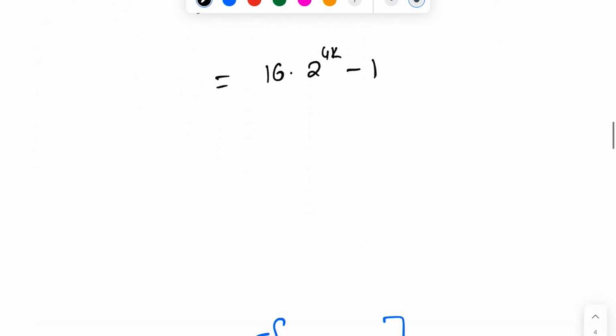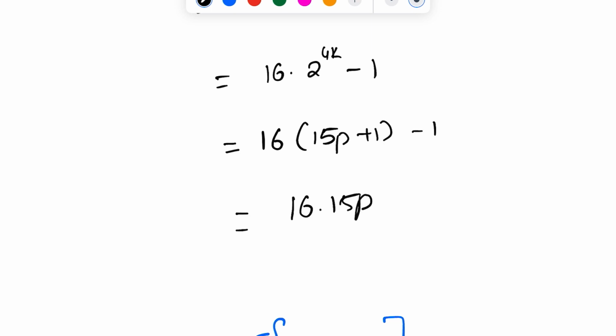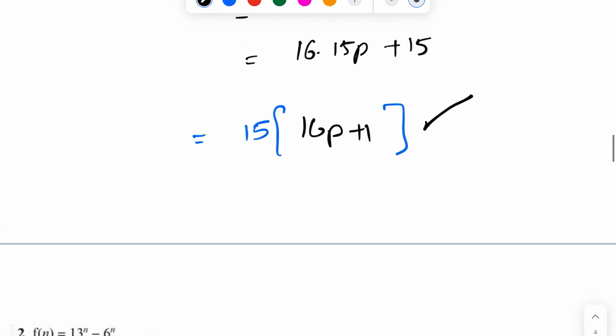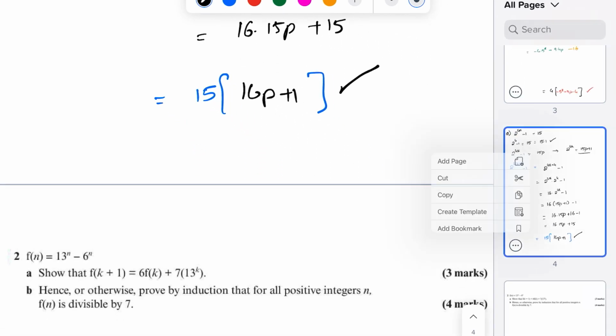15p plus 1. So 16 times 15p plus 1, minus 1. So it becomes 16 times 15p plus 16 minus 1, which is 16 times 15p plus 15. Take 15 common, 16p plus 1. Therefore, it is divisible by 15. By principle of mathematical induction, it is true.